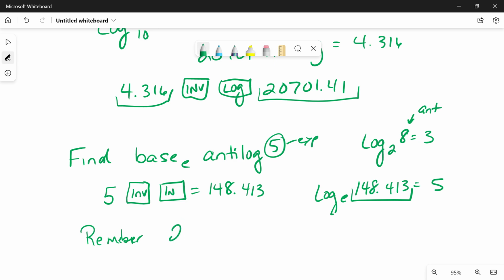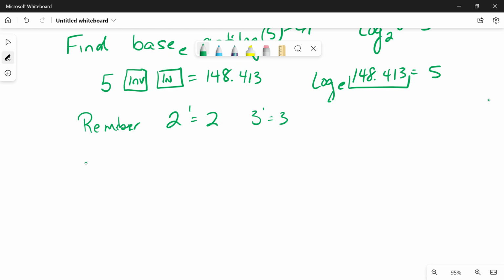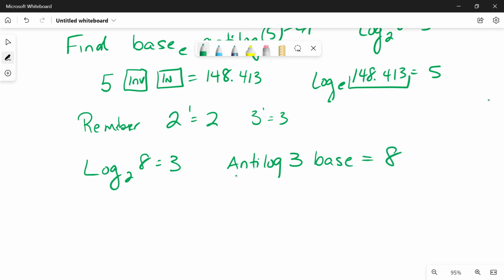Just a reminder that 2 raised to the 1 equals 2. 3 raised to the 1 equals 3. Anything raised to the power of 1 equals itself, right? Remember, if I have log base 2 of 8 equals 3, then if I'm asking you for the antilog of 3 base 2, it is going to be 8. The antilog of 3 base 2 equals 8. There's my antilog, okay? Just a little reminder there.